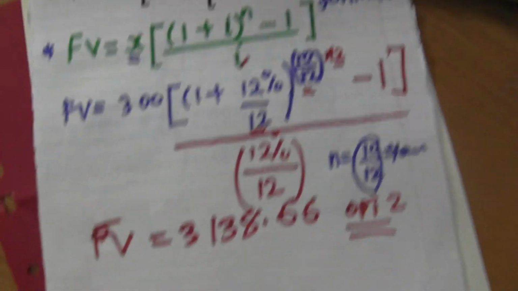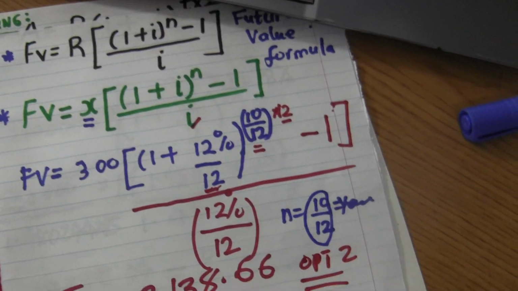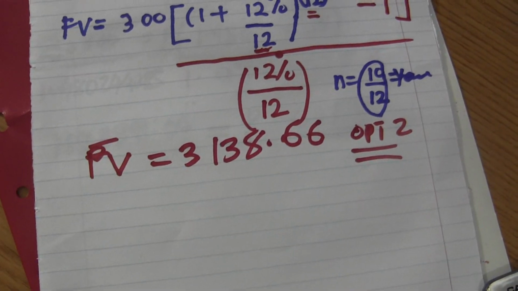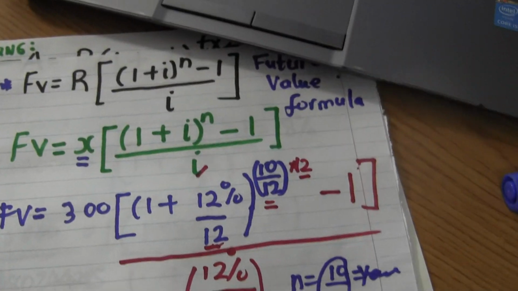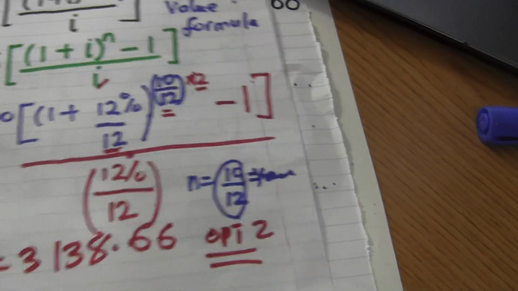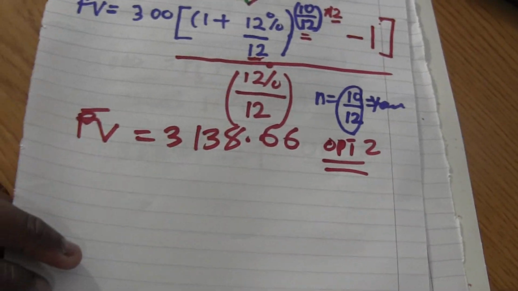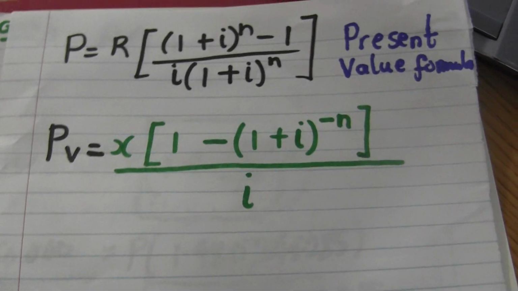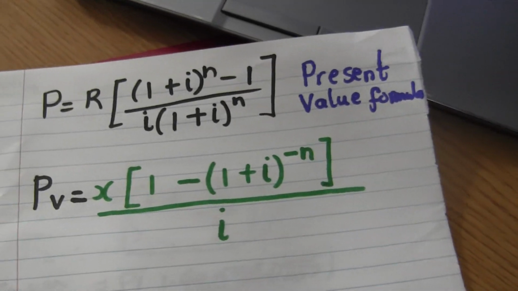Now we go to question number 8. Question number 8 is very, very simple. Let's go to question 8. What did question 8 want? So this one is done. Question 8 is more of the present value formula, but let's read the question first.